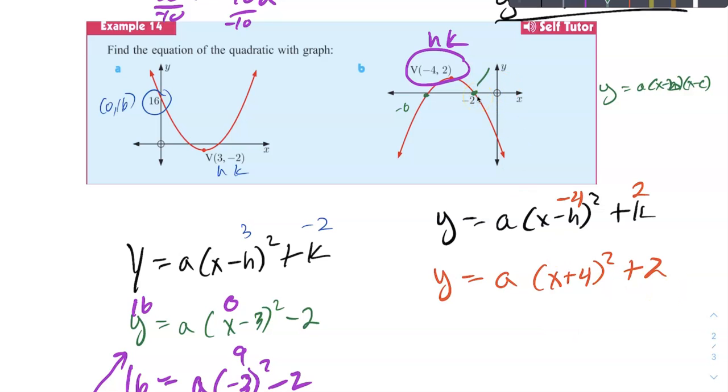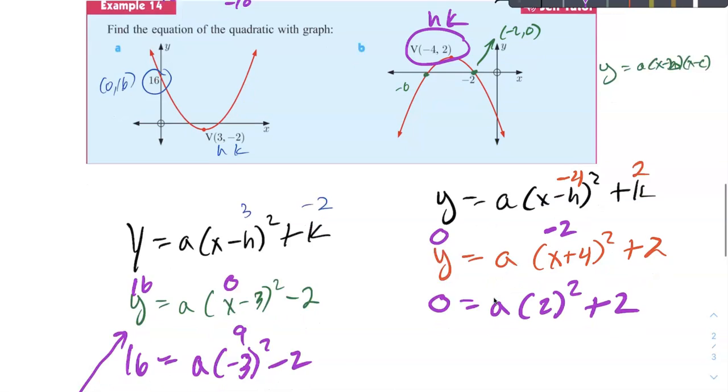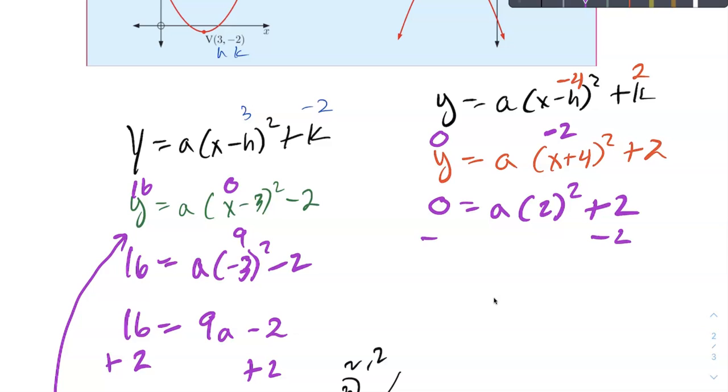So that point is the point -2 and 0. Right? And then I'm going to use that to plug in for x and y to find my a. So -2 and 0. When I plug in -2, I get 0. So 0 equals a times 2 squared plus 2. Minus 2 from both sides. -2 equals 4a. Divided by 4. A equals -1/2.